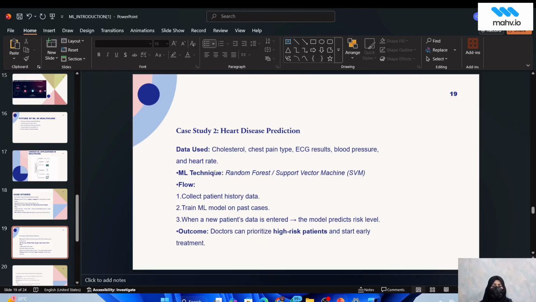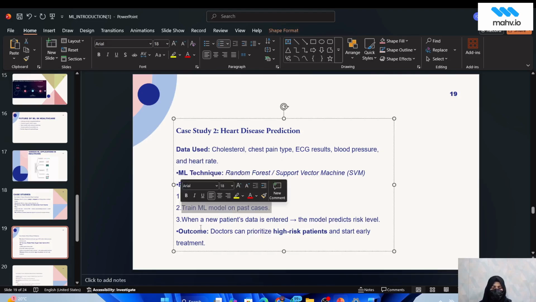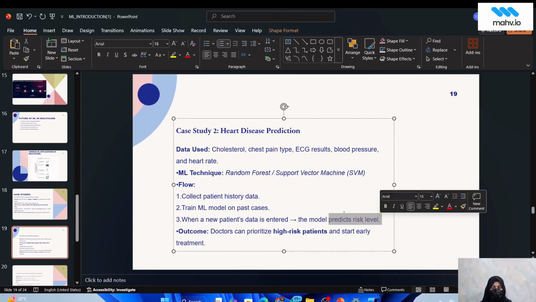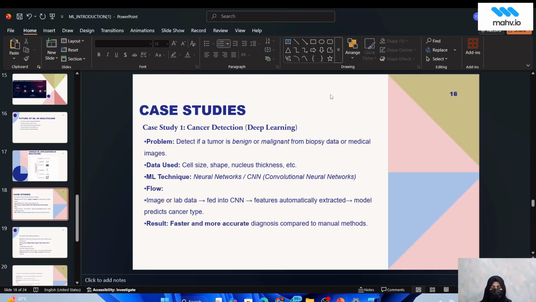The ML techniques that we will use are random forest and support vector machine, which we will also discuss in the next session. And then we collect patient history data. The flow is just like that. We first collect our data, train the model on past cases, and then when new patient data is entered, the model predicts the risk level. This is just a summarized flow, but the main steps are what we have discussed earlier, the complete pipeline.